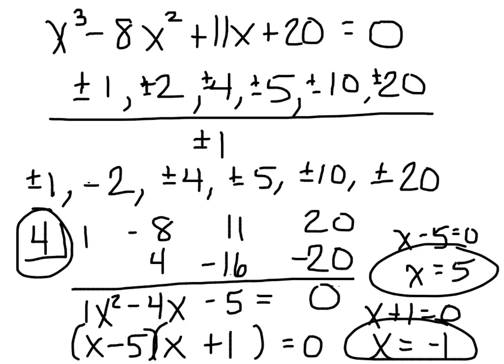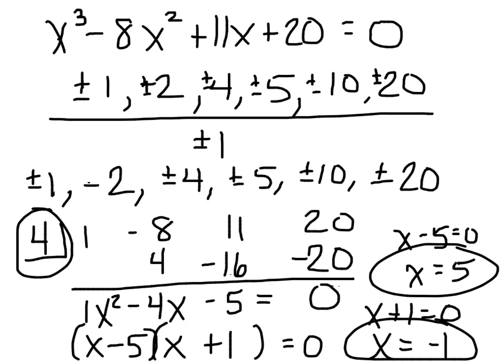So realistically, if we would have tried negative 1 first or 5 first, we would have got it too. But it could take you a couple times to do it. You roll the dice and see what happens. There isn't a magical formula that says, hey, try this and it works all the time. It's a crapshoot. You don't know what's going to happen until you actually run it through the synthetic division. Okay?